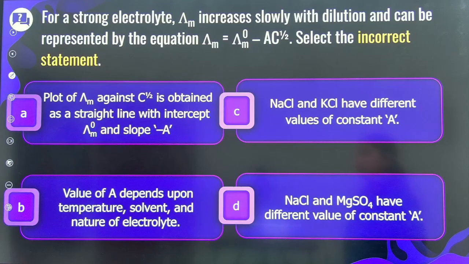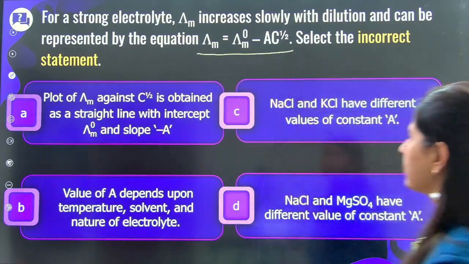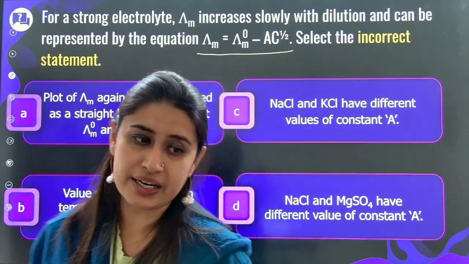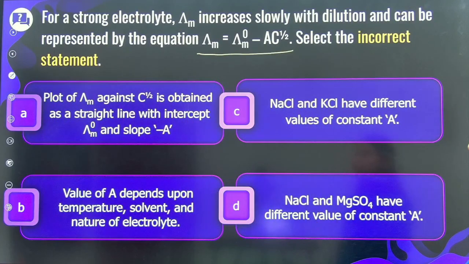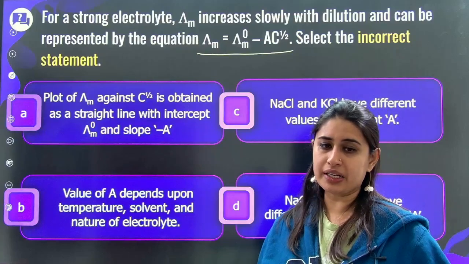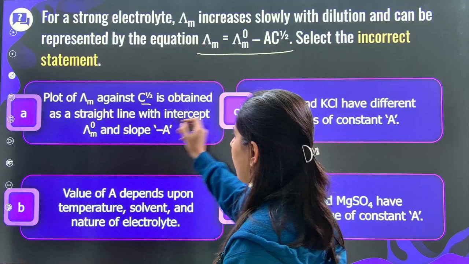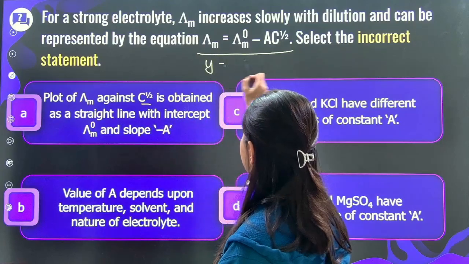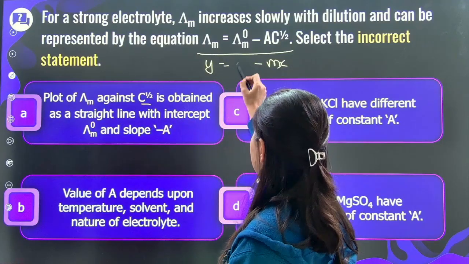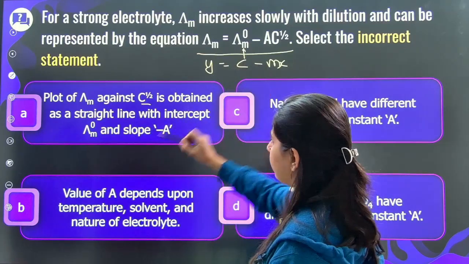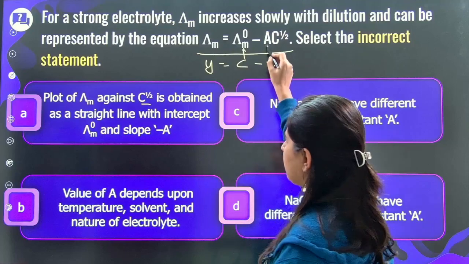Next. For a strong electrolyte, lambda m increases slowly with dilution and can be represented by the equation lambda m is equal to lambda naught m minus A root c. Select the incorrect statement. So be very careful. You have to select the incorrect statement. It's directly based on the NCERT statement, like Aditya is saying. Plot of lambda m versus root c is obtained as a straight line. We just saw y is equal to minus mx plus c. So this is a straight line with intercept lambda naught m. This is absolutely true. And slope minus A. This is also absolutely true.